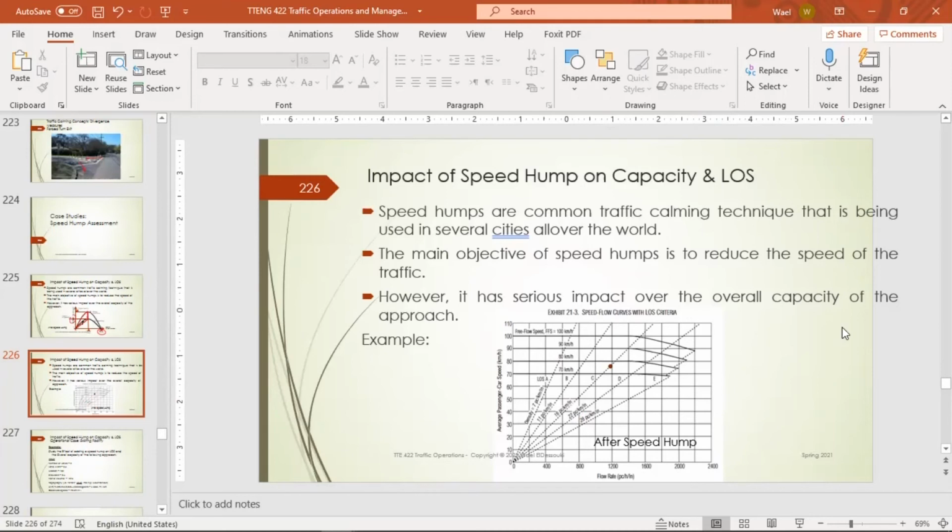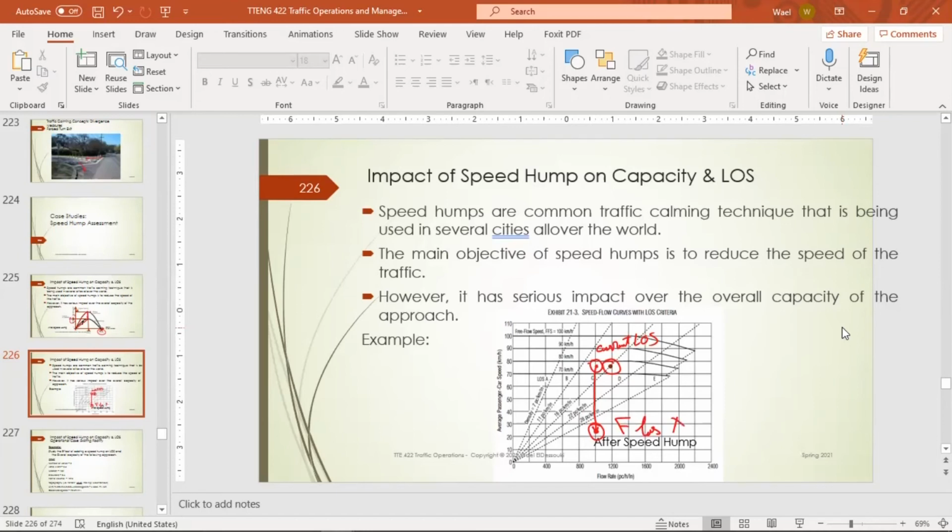For example, if that was the level of service for a facility, the current LOS, and then we added a speed hump that reduced the speed down to 25 kilometers per hour, what do we have here? We have F level of service. This is not acceptable.